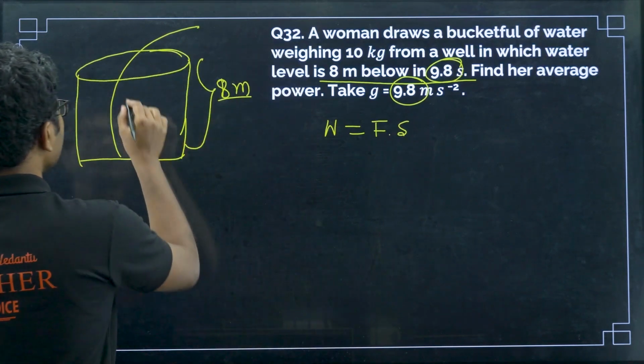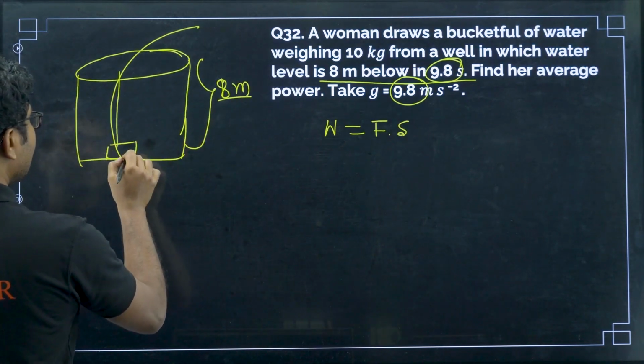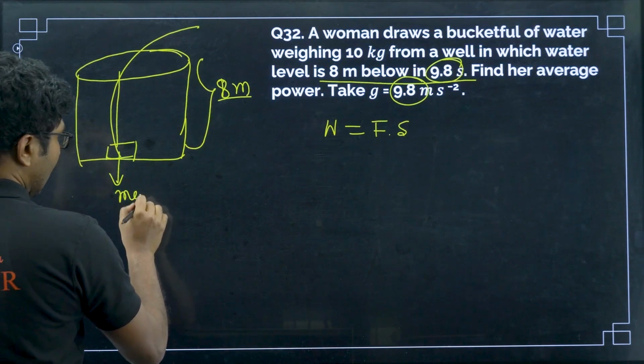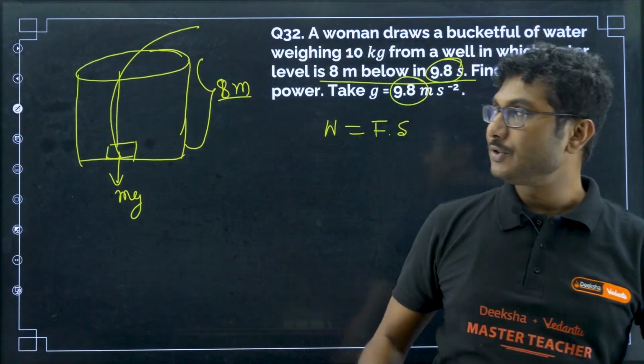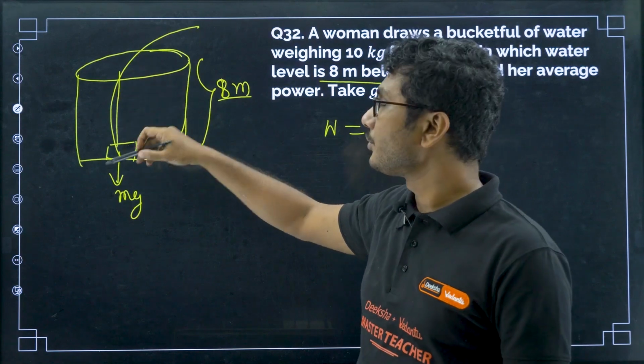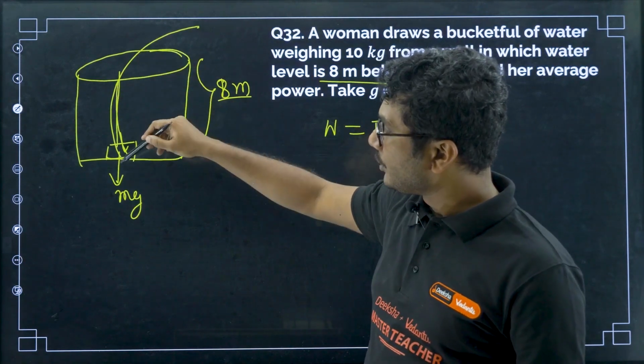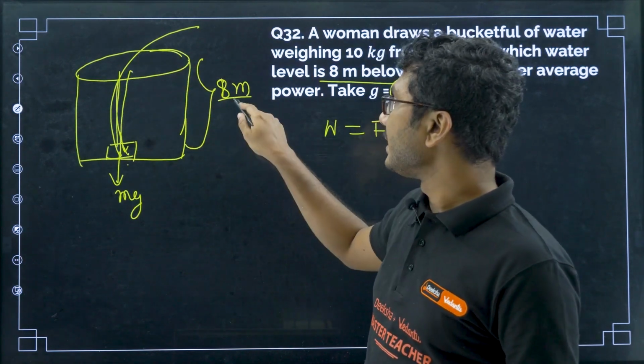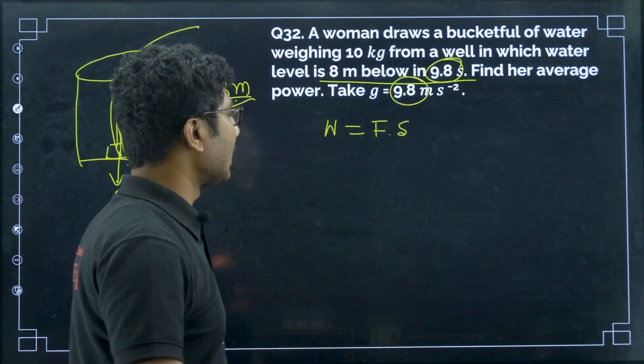Now what is the force? Force is basically mg. She is doing the work against mg, pulling up the water, so she is doing the work against the gravitational force, right? So that means mg is the force, and displacement is 8 meter. So what is the work done?